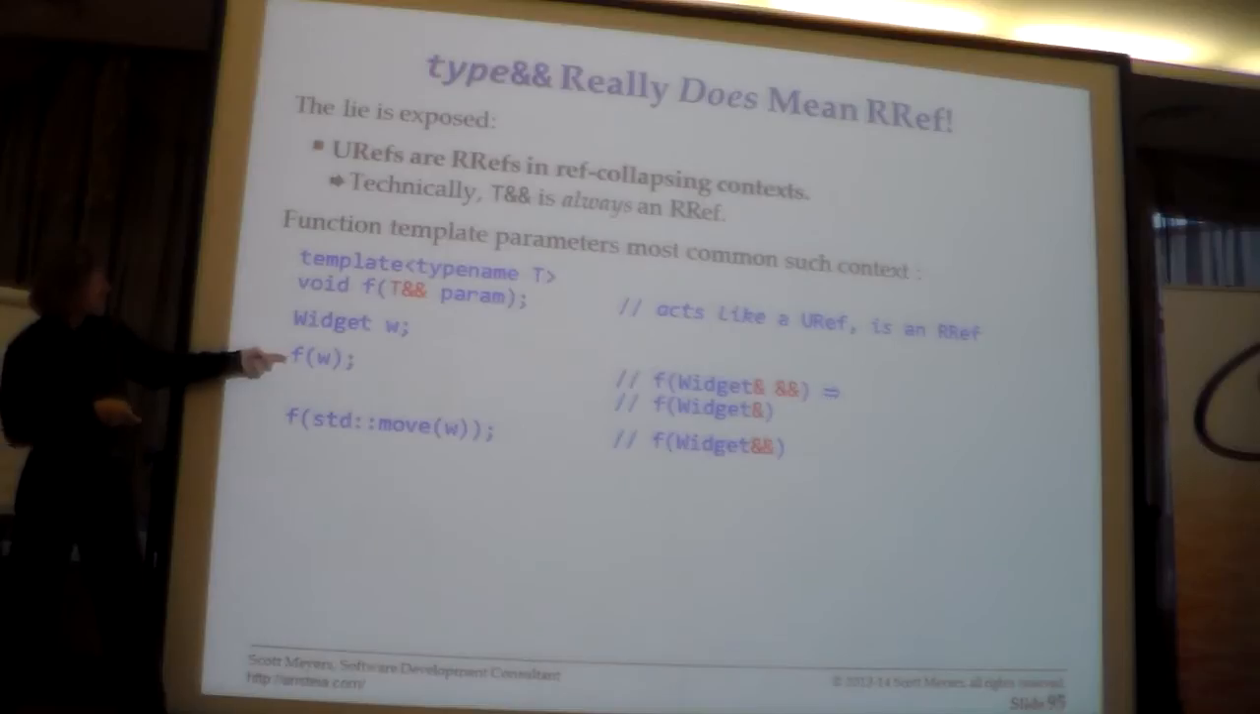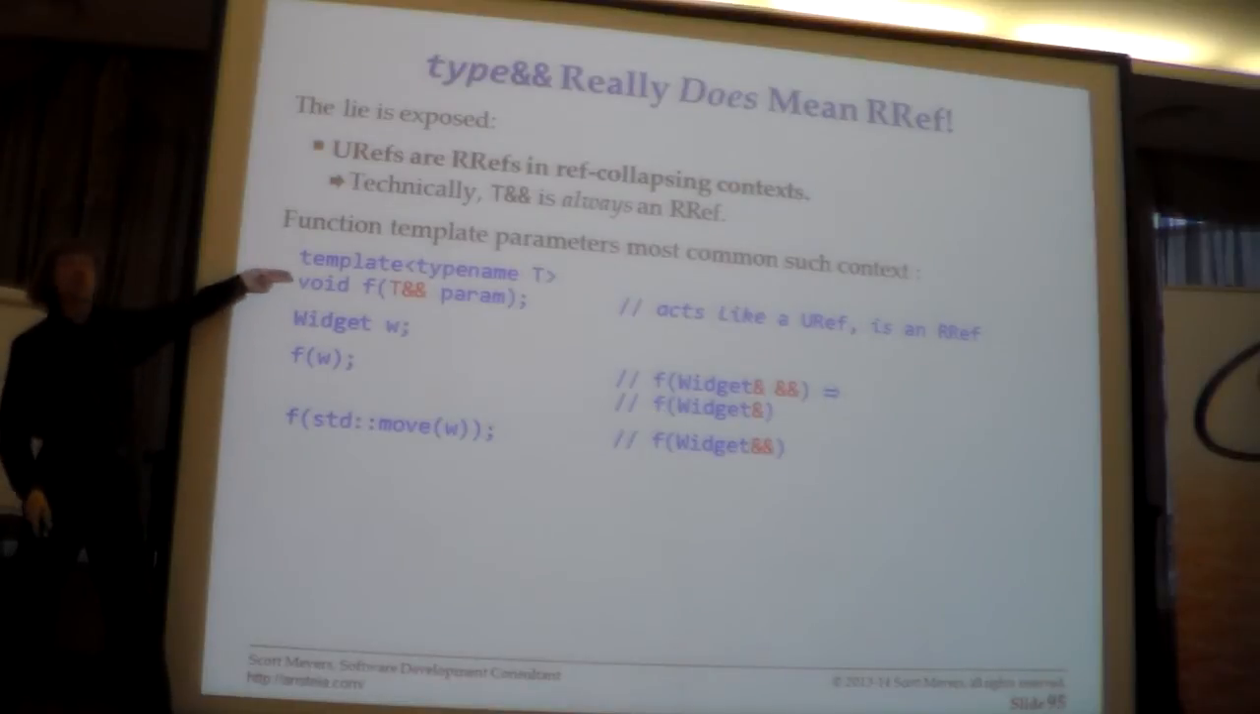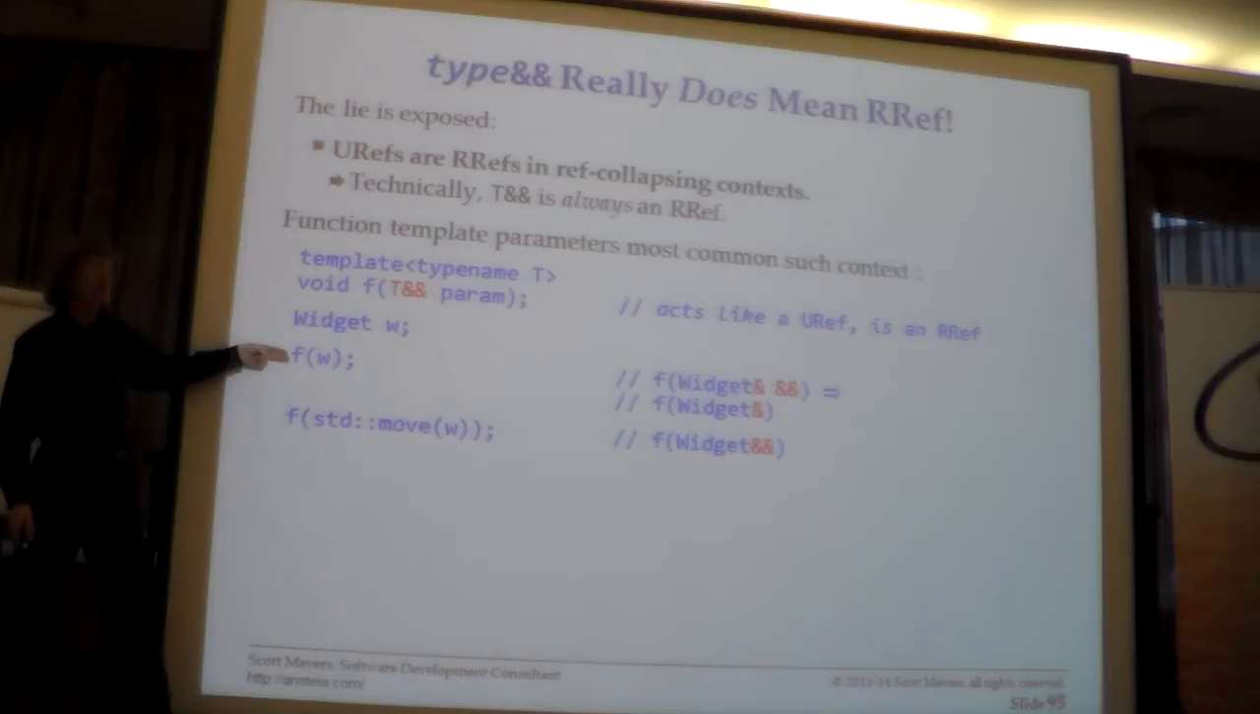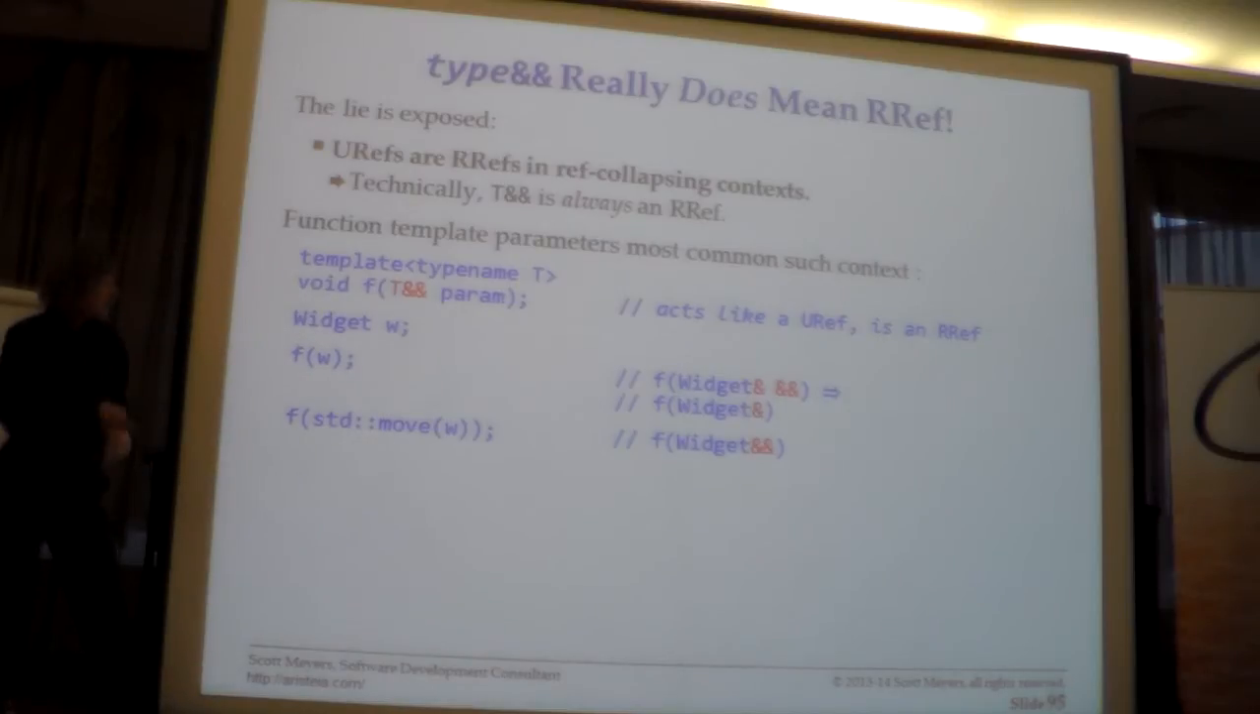I call it with an L value. When I call it with an L value, I end up with f of widget ref. I get an R value reference to an L value reference. After reference collapsing, that gives me f of widget ref, which is why what I told you before is if you call a function with a universal reference and you pass it an L value, this becomes an L value reference. If I call it with an R value, then remember the type will just be widget. There's no reference collapsing necessary. I call f of widget ref.